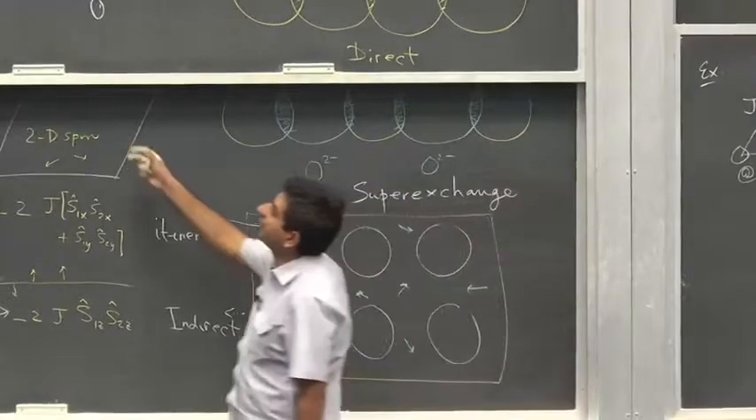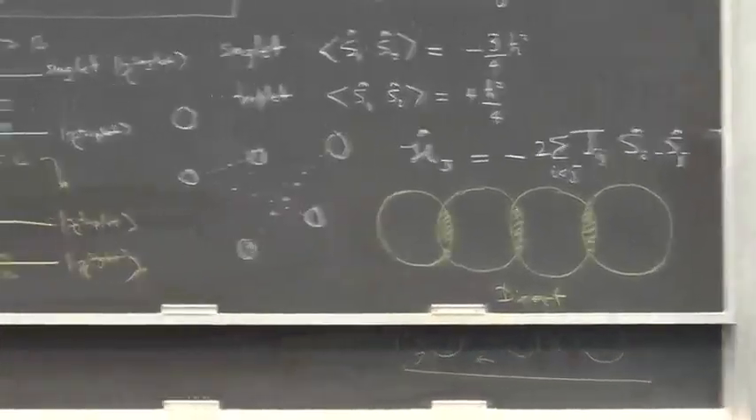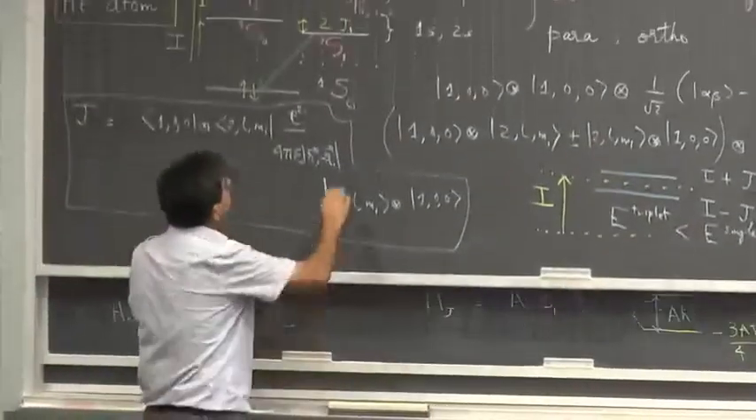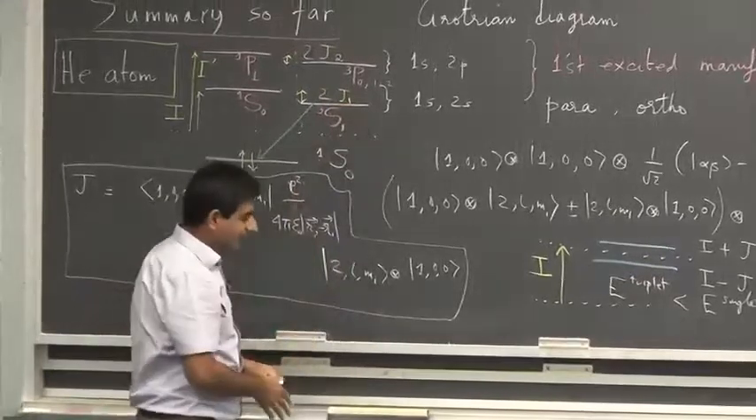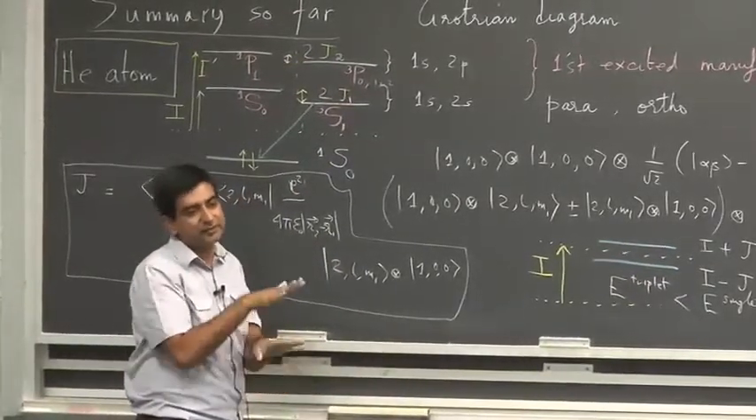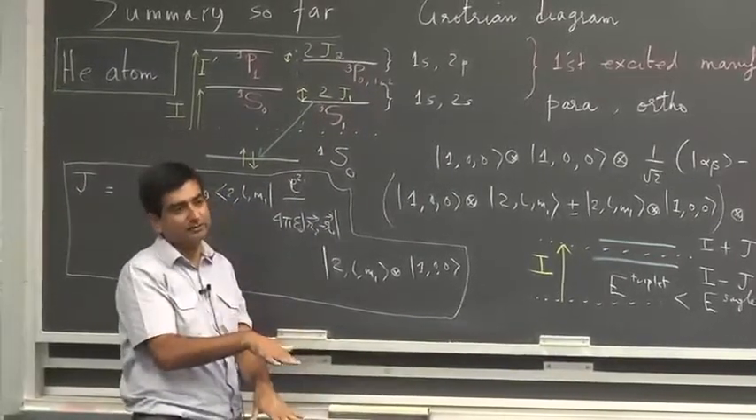Whenever you have a triplet, for example, this triplet, or this triplet, this is a combination of many different states because there are 3 kinds of triplets, and you can lift the degeneracy of these triplets as well.